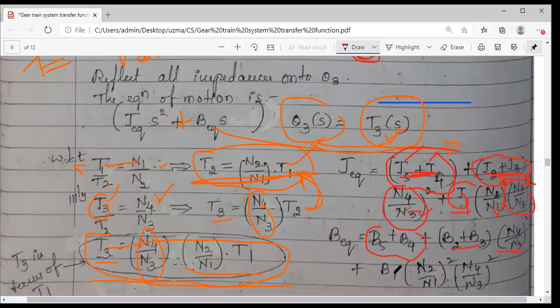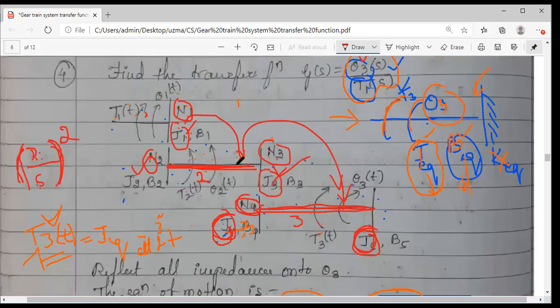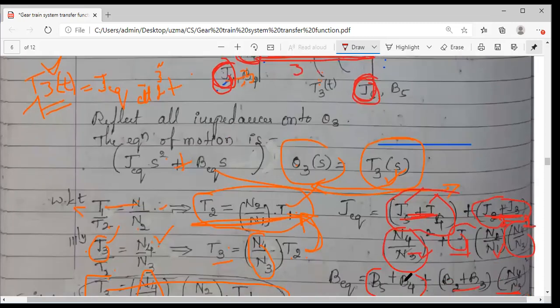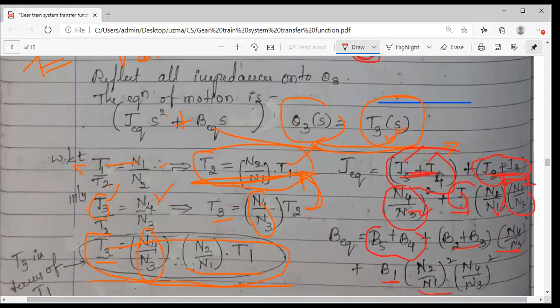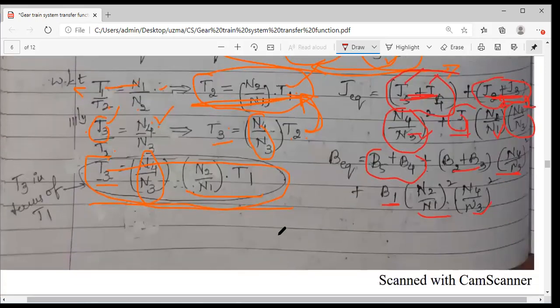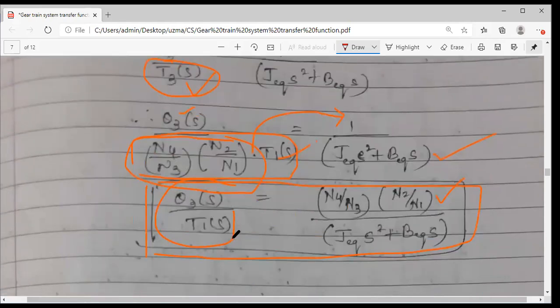And just like J1, B1 will also have two transformations, because we go from shaft 1 to 2, then 2 to 3, so 2 times. So the two terms are N2 by N1 whole square and N4 by N3 whole square. And if your figure has K also, you should take the K equivalent and write this equation for K also. Remember, okay? Equivalent values carry the same importance in finding your final transfer function.